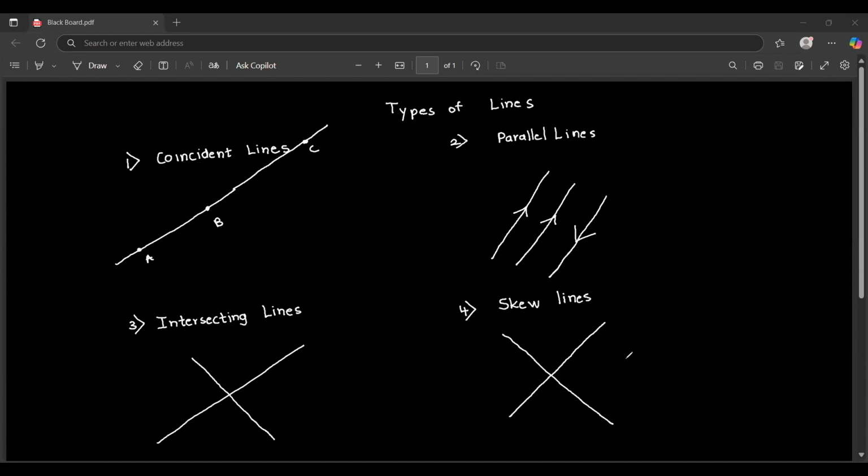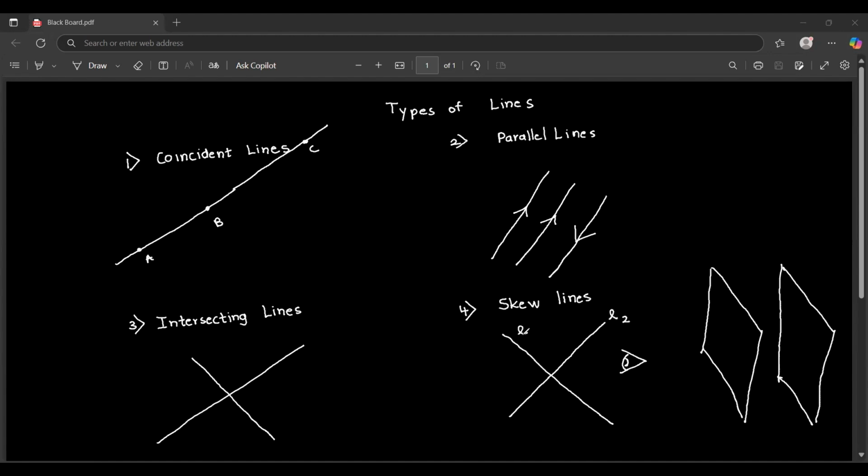This may look like intersecting, but when you are looking from this perspective, it looks like this. Okay, this is a specific plane, and this is a specific plane. Let's say this is L1 and L2. L1 will go like this and L2 will go like this. When you're looking in this direction, it may look like they are intersecting, but actually there is a gap between them. These are what we call skew lines.